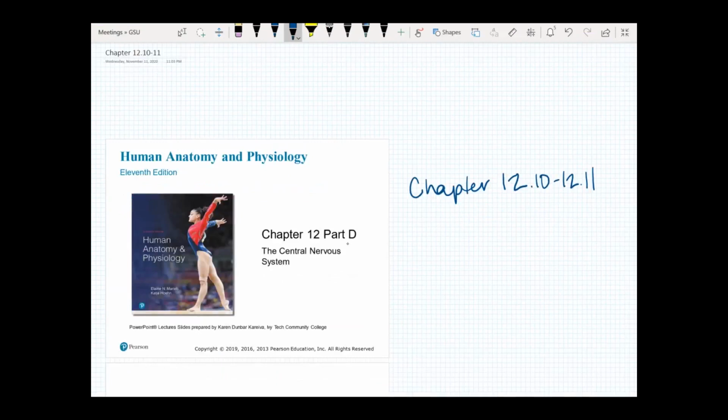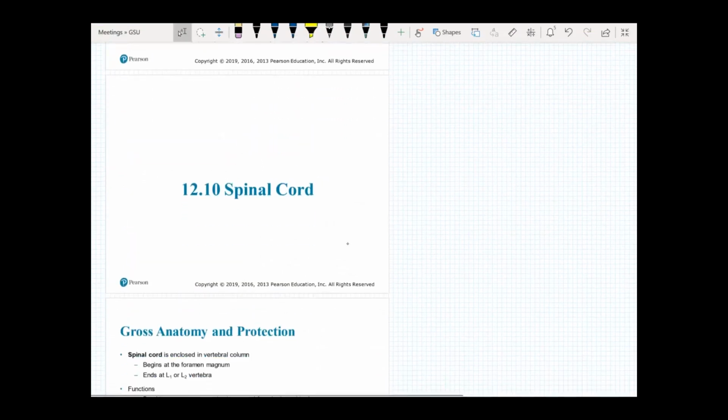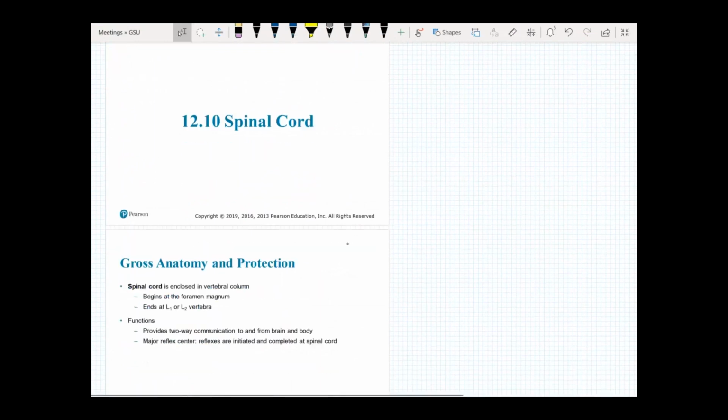To wrap up the final sections of Chapter 12, this is going to cover Chapter 12.10 and 12.11, the spinal cord and spinal pathways. So looking at 12.10, the spinal cord. When we're talking about the spinal cord, we are talking about coming from the brain and then all the way down through the vertebral column.